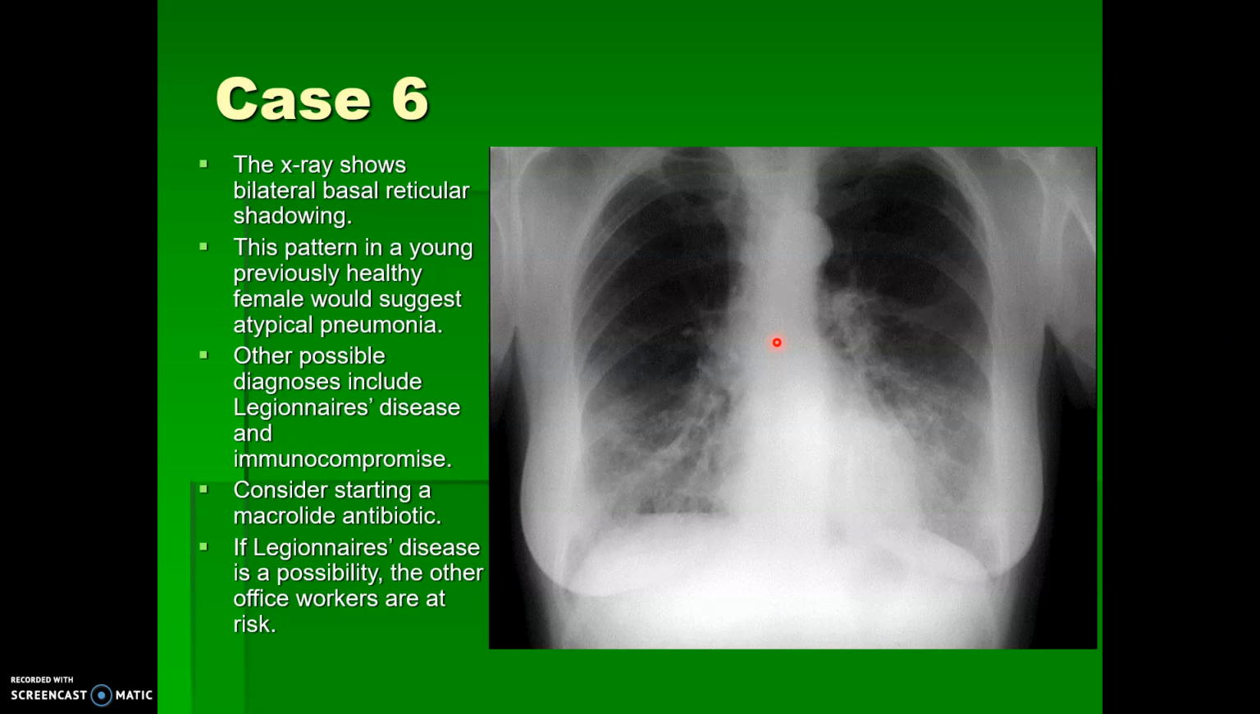This X-ray shows bilateral basal reticular shadowing, and this pattern in a young, previously healthy female would suggest an atypical pneumonia. You need to think about other less common diseases such as Legionnaire's disease, and in immunocompromised patients, such as an HIV positive patient, other opportunistic infections such as pneumocystis, PCP, pneumocystis carinii pneumonia.